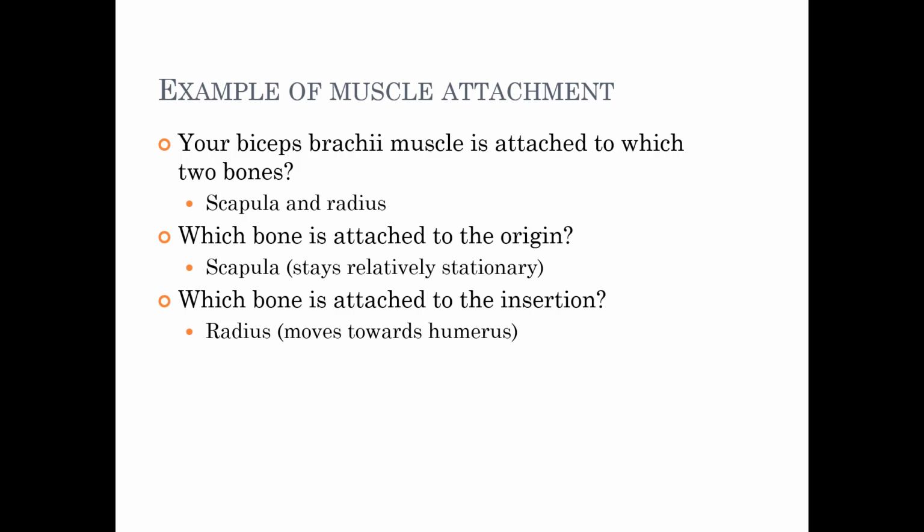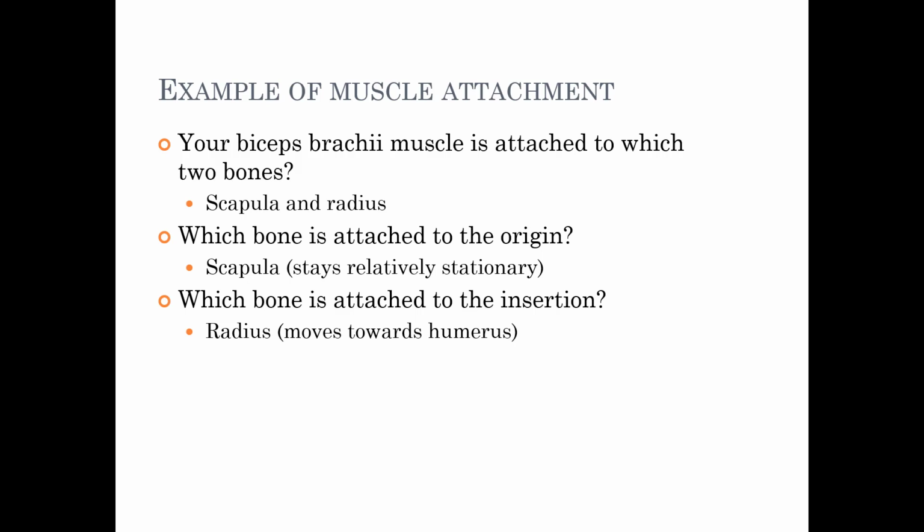So your biceps brachii muscle, you guys know this one. You say flex your biceps, you know which one that is. It's attached to which bones? First of all, it's attached to your scapula, which is your shoulder bone, okay? And also to the radius. So you'll notice that this muscle spans two joints. It spans your shoulder joint and your elbow joint.